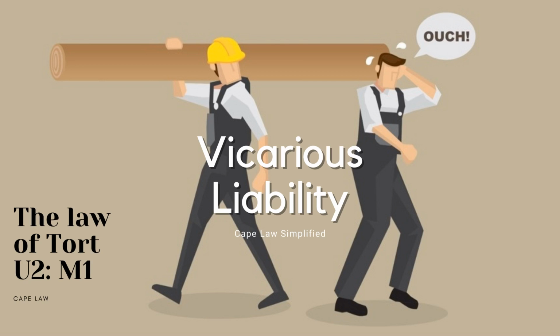Now, vicarious liability is the principle at common law where one person is made liable for the torts of another. The most popular of these is that of employers being held liable for acts of their employees. Now, the law uses the old expressions of master and servant when referring to an employer and an employee.